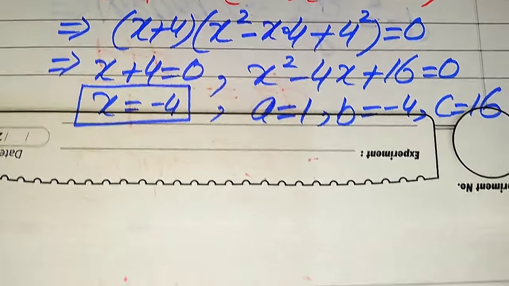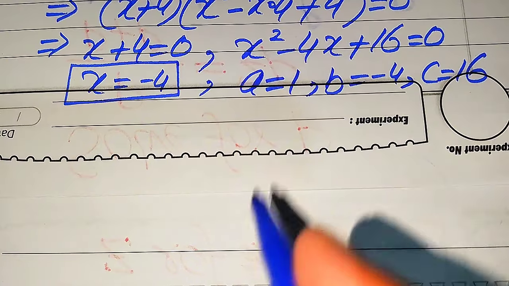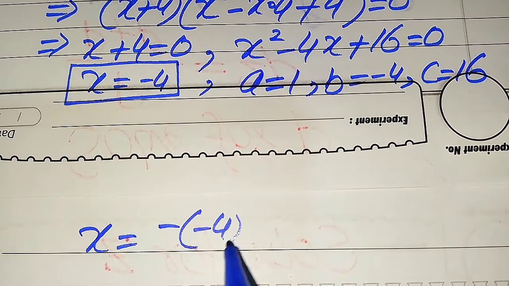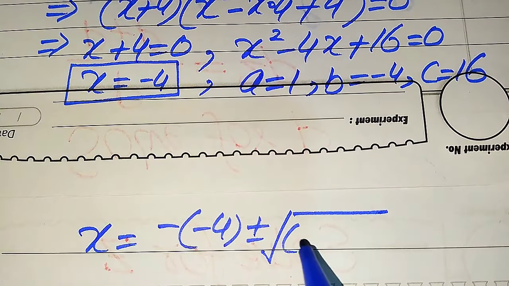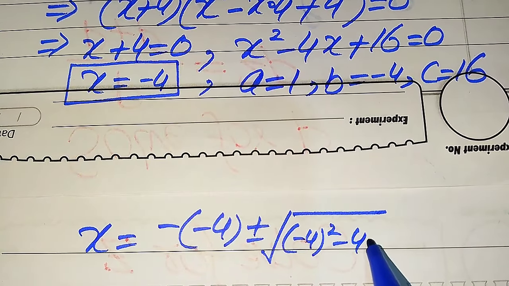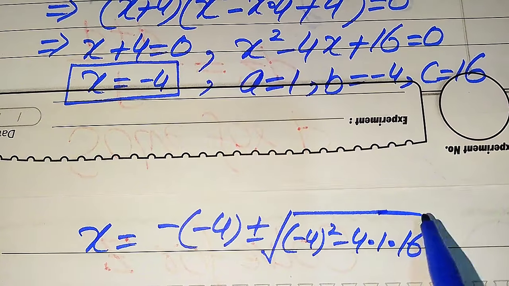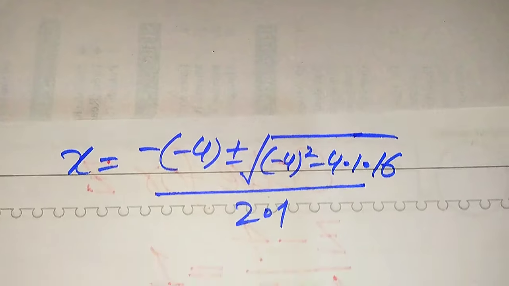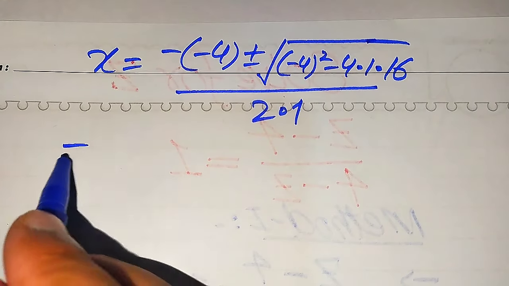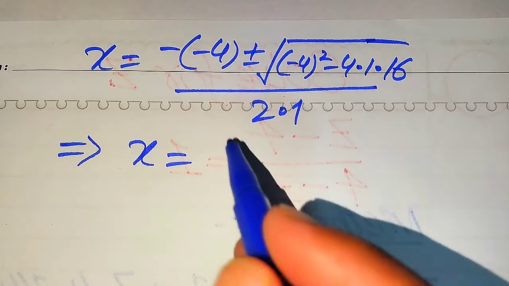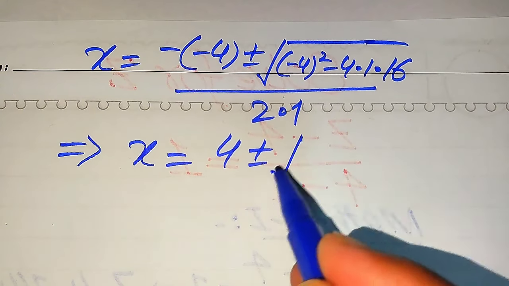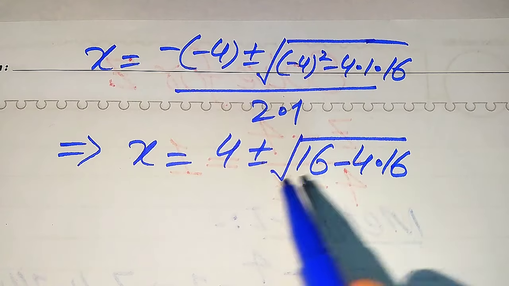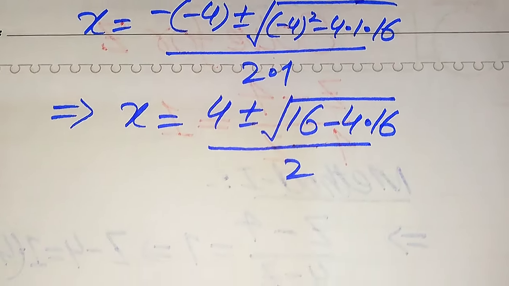So after applying the quadratic formula, it will be written as x is equal to, first you have minus b, the value of b is minus 4, plus minus square root of b square minus 4 times a is 1 and c is 16, divided by 2 times a. So here our a is equal to 1. And in the next step we have x is equal to, minus times minus becomes 4, plus minus square root of 4 square becomes 16, minus 4 times 16, divided by 2.